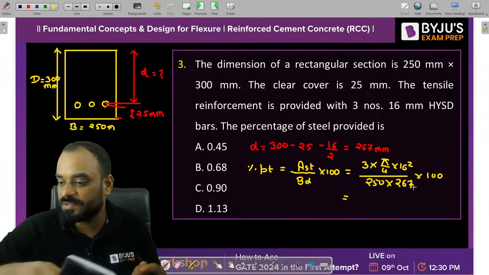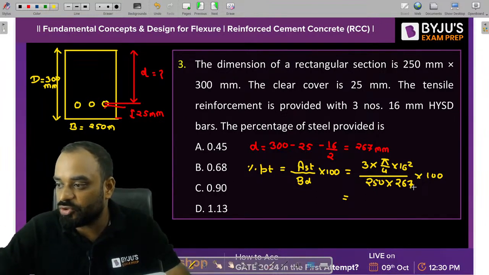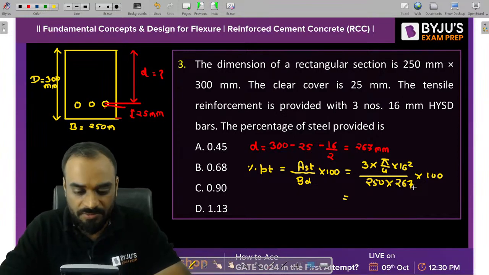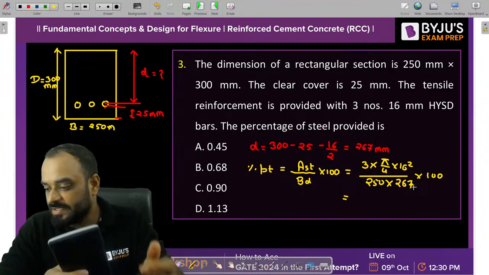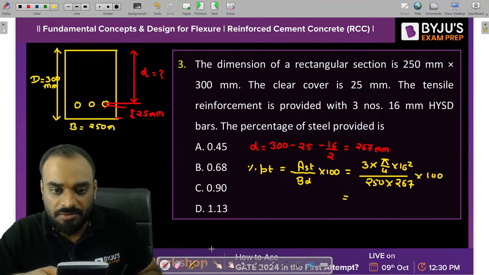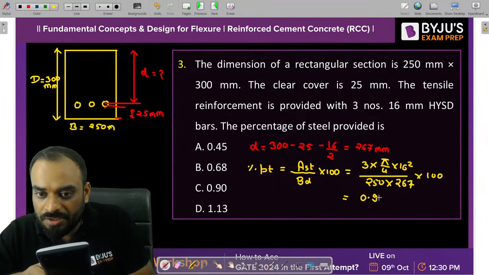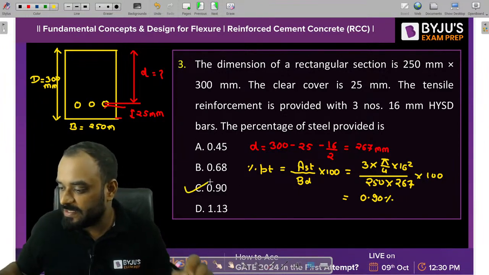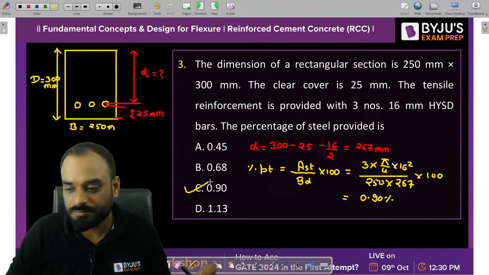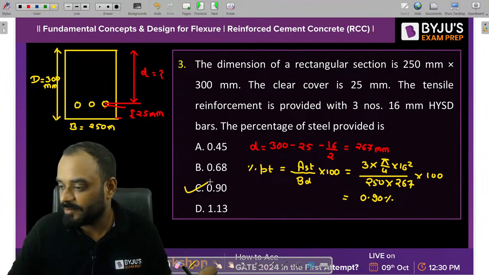Tell me, guys, how much it is? What is the value of percentage of steel which you are getting over here? Please tell me, guys. The percentage of steel which you get as an answer. It is coming around 0.9 something. 0.90%. So that's why C is the correct answer for the question. C is the correct answer for the question. Yes or no? C is the correct answer.